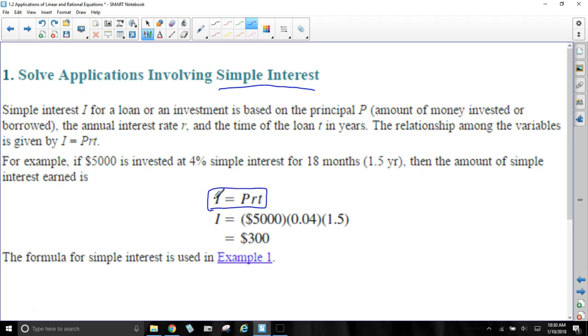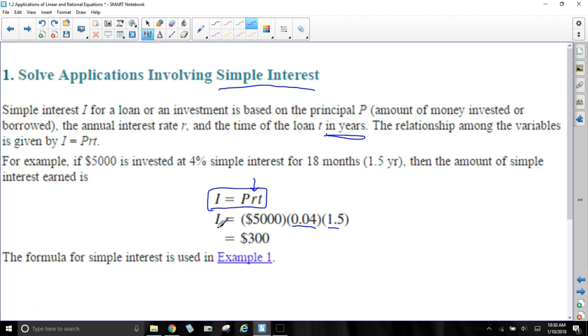The interest income earned is equal to the principal amount, or the initial investment, times the interest rate. Now make sure on that interest rate you write that 4% as its decimal equivalent. That's going to be very important. And notice that the time variable is the time in years. That's what it says right up here. Time is in years. So in this quick example down below, for 18 months, we have to convert that to years, and that's 1.5 years that goes in the problem.